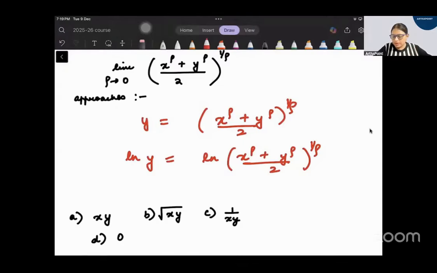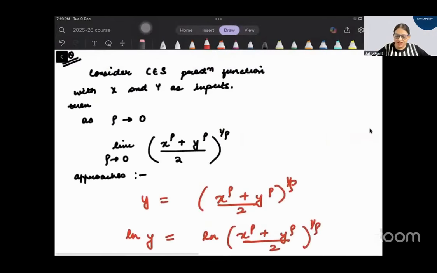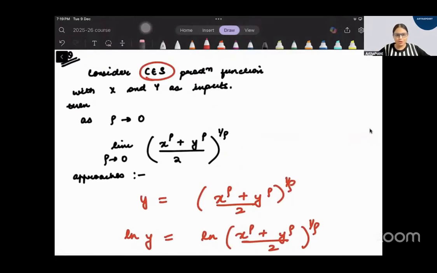So just remember these kind of questions. कुछ चीजें आपको याद रखोगे तो ज्यादा आसान रहेगा एग्जाम में. That when we have this kind of constant elasticity of substitution function, it approaches its geometric mean. It approaches its geometric mean.